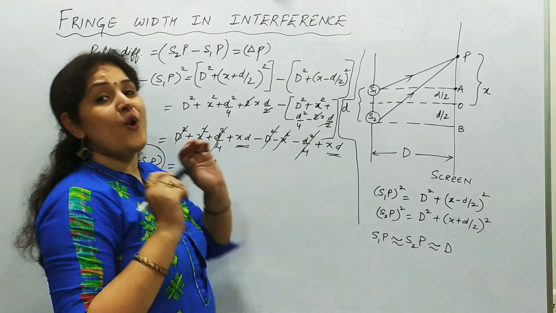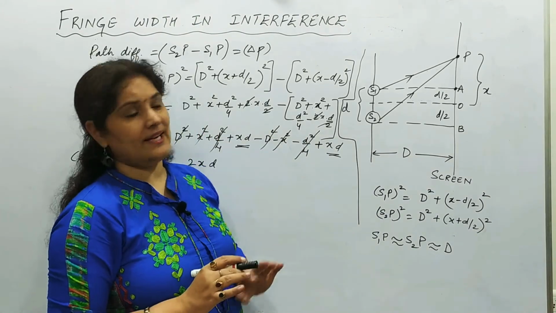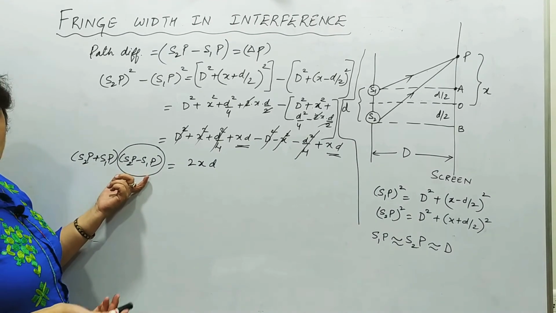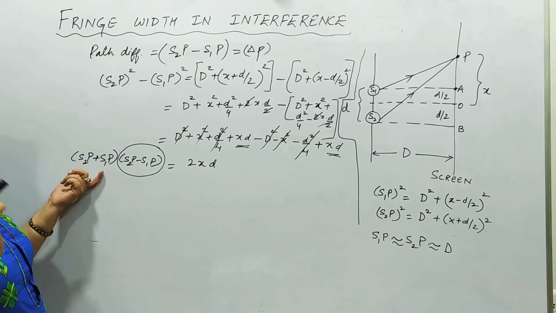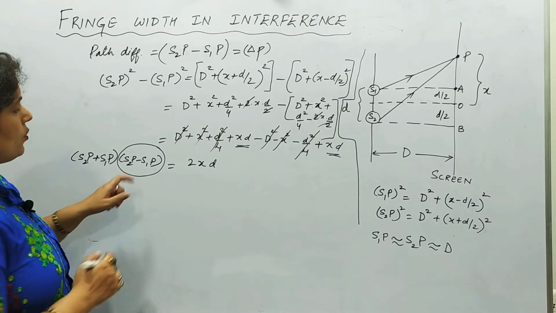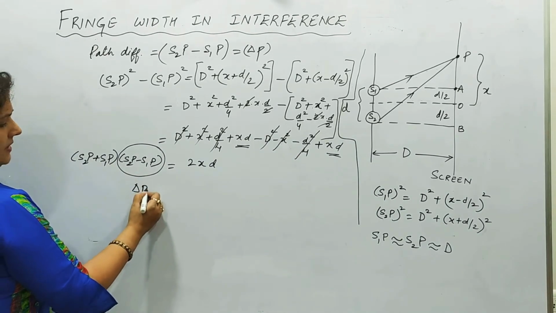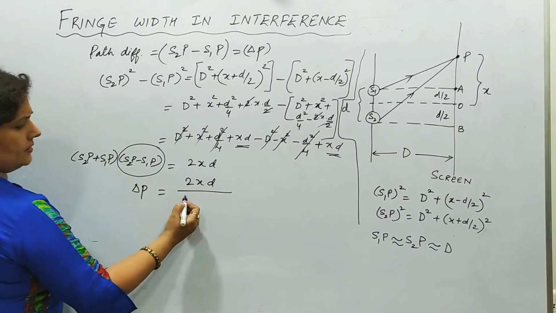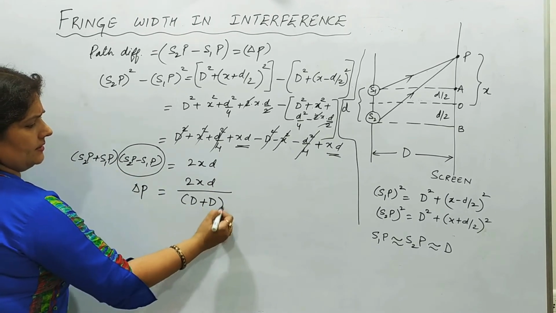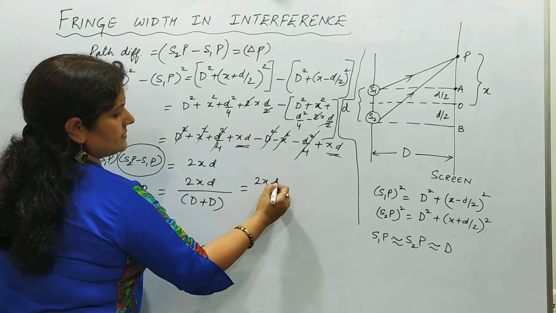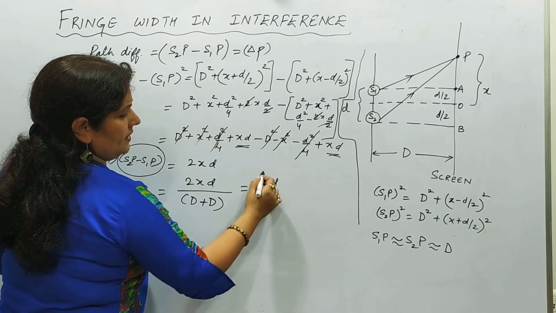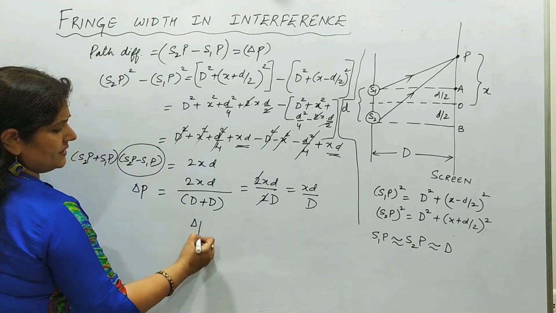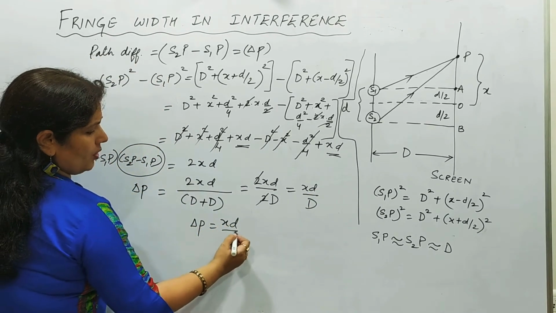But this we will not take in the negative part. We will not take this as equal, because this is a path difference, and we need to find it. We will take this approximation only in the addition part. So delta p is equal to 2xd upon, this goes here, D plus D. So that comes out to be 2xd upon 2D, or we can say xd upon D. So the path difference is xd upon D.